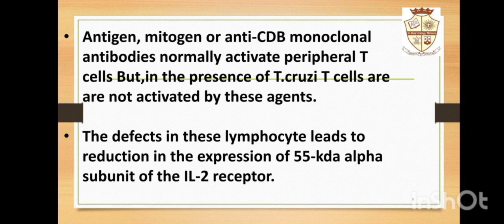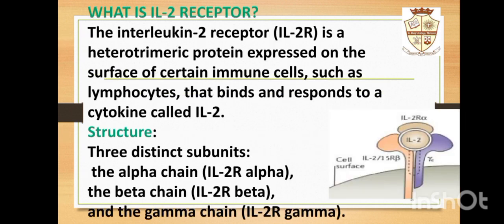The defects in these lymphocytes lead to reduction in the expression of the 55 kDa alpha subunit of the IL-2 receptor. What is the IL-2 receptor? The interleukin 2 receptor is a heterotrimeric protein expressed on the surface of certain immune cells such as lymphocytes that bind and respond to a cytokine called interleukin 2. Structure: three distinct subunits: the alpha chain, the beta chain, and the gamma chain.